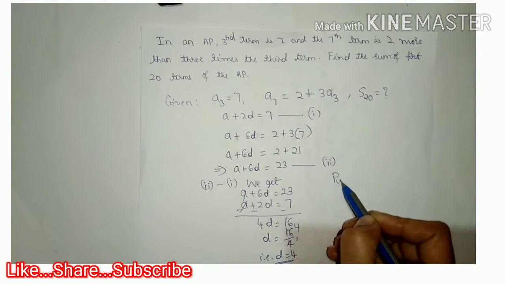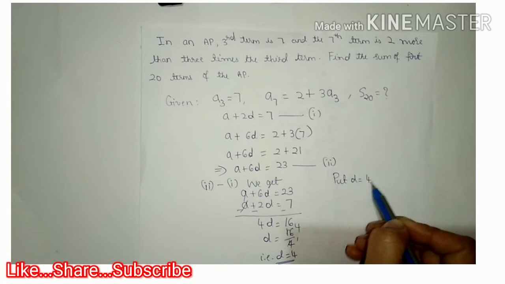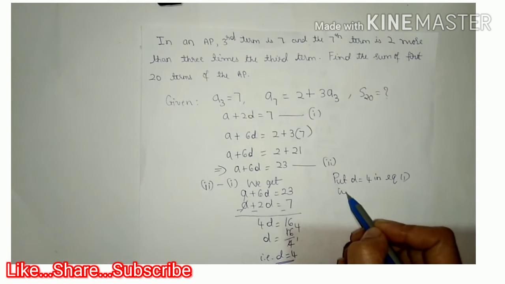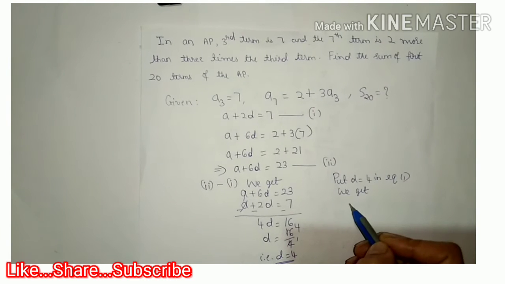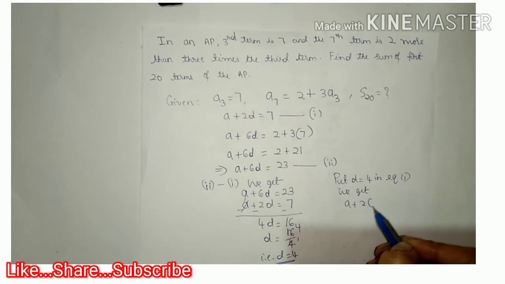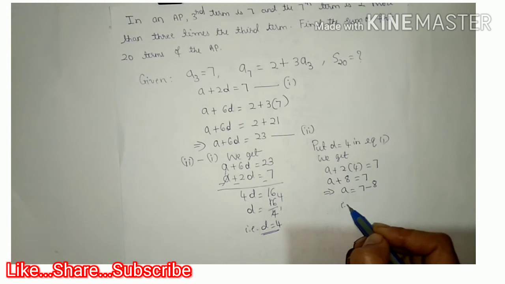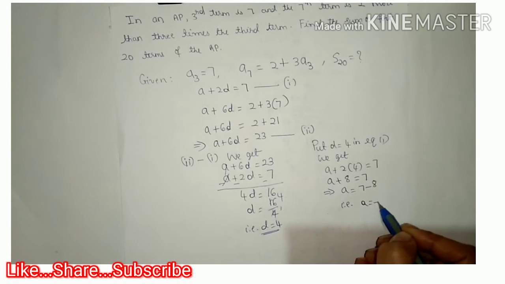Put D is equal to 4 in equation 1. We get A plus 2D, 2 into 4, is equal to 7. A plus 8 is equal to 7. Implies A is equal to 7 minus 8. That is A is equal to minus 1.